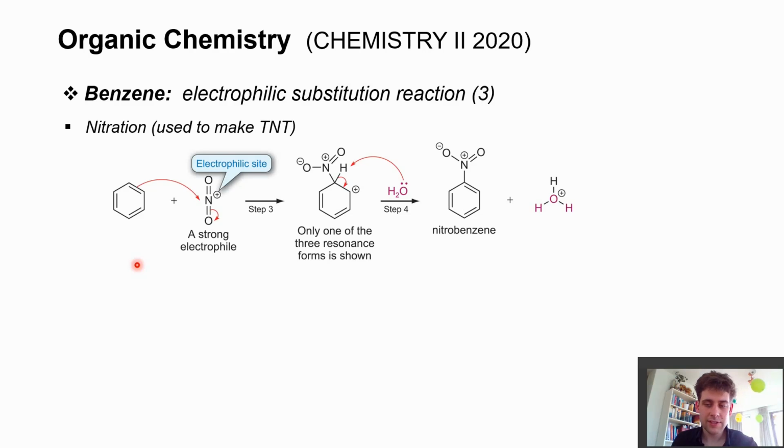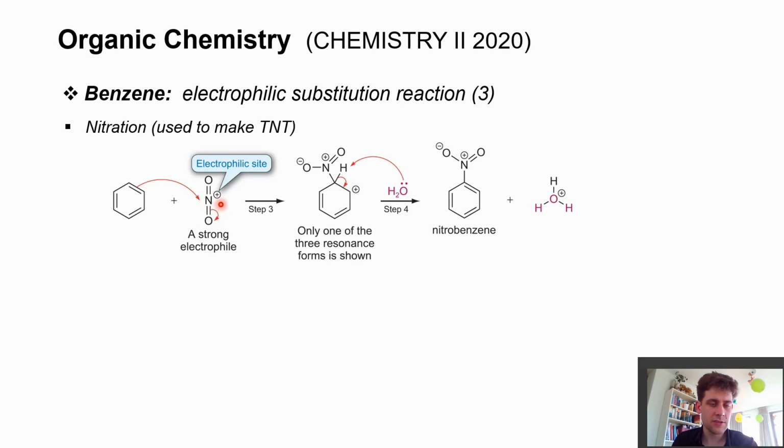Now we've seen how you can do the electrophilic substitution reaction at the benzene core, and there's a whole range of reactions that can now be performed in the same way as we've discussed with bromine and chlorine. For example, something that you can also use is this nitrosyl cation here. So this is made up of an oxygen, a nitrogen, and another oxygen atom.